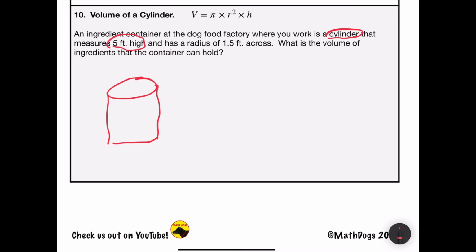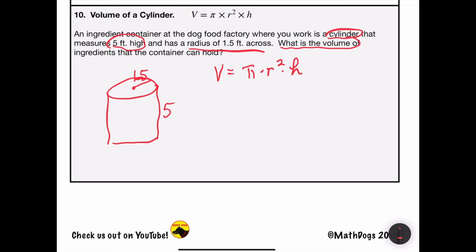I know that the cylinder is 5 feet high, so I'll label the height of 5, and the radius across the circle, I'll find the center and label it to the edge, that's 1.5. Now I'm going to use my formula. Volume is equal to pi times the radius squared times the height.